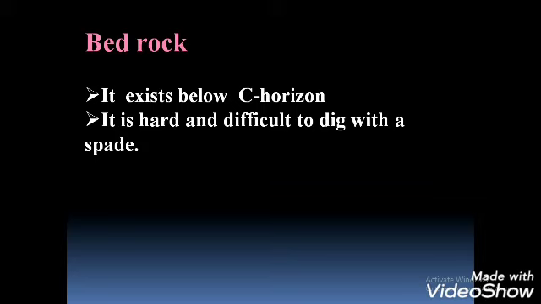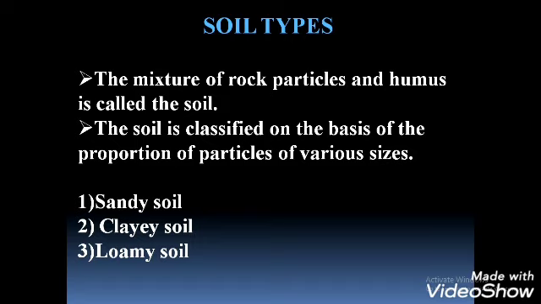So these are the different horizons of soil. Okay, next we are going to discuss the soil types. What are the types of soils? As you know, weathering of rocks produces small particles of various materials. This includes sand and clay. The relative amount of sand and clay depends upon the rock from which the particles were formed, that is the parent rock.